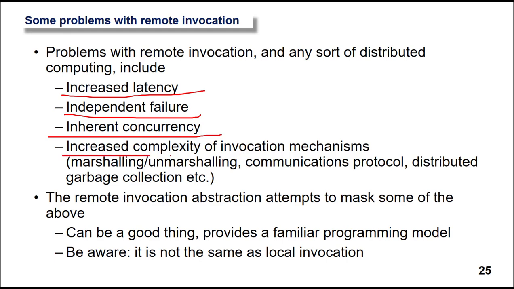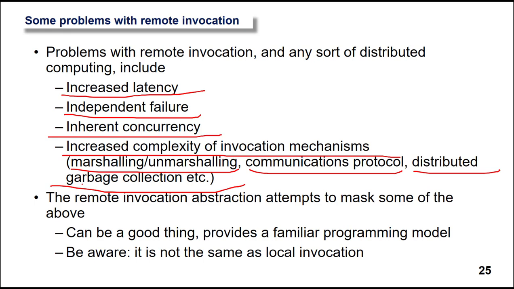Other issues are increased complexity of invocation mechanisms. As we've seen, we need to think about marshalling of parameters, how our parameters, variables and data are going to be transported over the internet, communication protocols, distributed garbage collection, etc. Thankfully, nowadays a lot of these issues are resolved for us by the middleware itself. It handles these things automatically, as we've seen, and all we need to do is know about the right annotations or the right interfaces that we need to make use of in order to get all these services for free.